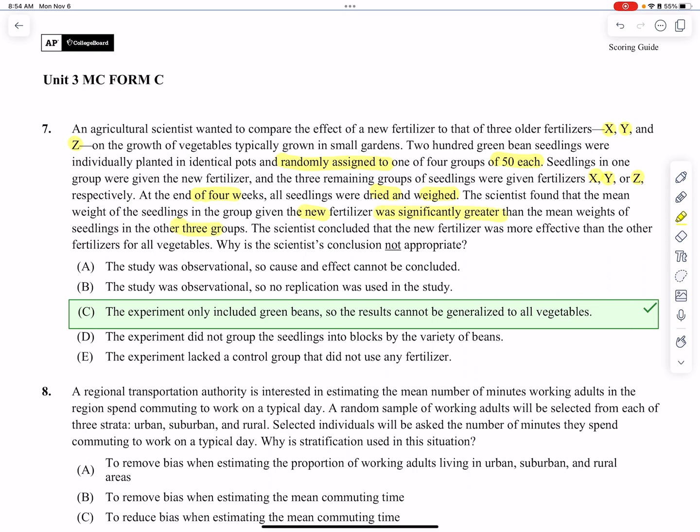The scientists conclude, this is a conclusion, that the new fertilizer was more effective than other fertilizers for all vegetables. That's important. All vegetables, it says. Why was it not appropriate? Well, let's go back and remember and see what I did.